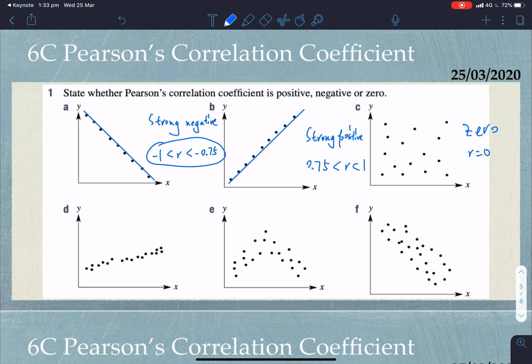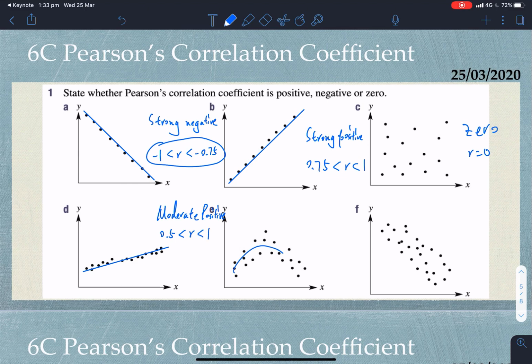At D, it does look like it's going up, but it's not extremely strong. So moderate positive, because it's going up. So moderate positive will be between 0.5 and 1.